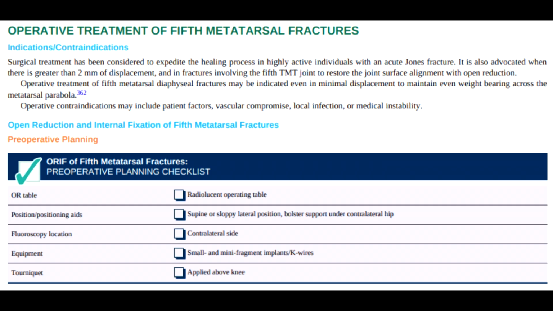Contraindications follow the usual rules: poor patient condition, vascular compromise, local infection, or significant medical instability. Before surgery, there is a clear preoperative checklist. We need a radiolucent operating table because intraoperative fluoroscopy is essential. The patient is positioned supine or in a sloppy lateral position with a bump under the ipsilateral hip to help internally rotate the foot. Fluoroscopy is usually set up on the contralateral side. Equipment consists of small and mini fragment implants, cannulated screws and K-wires, and a tourniquet is usually placed above the knee.